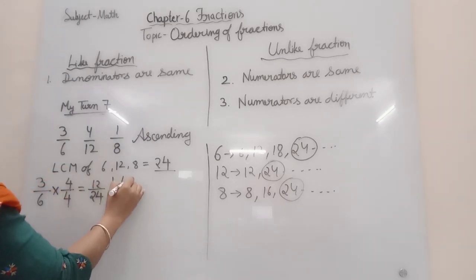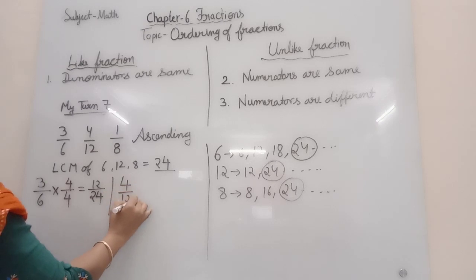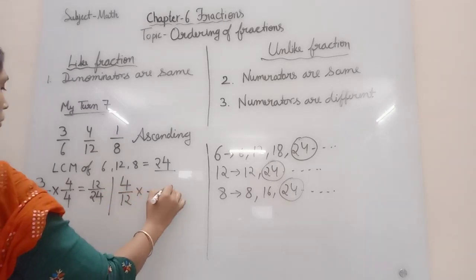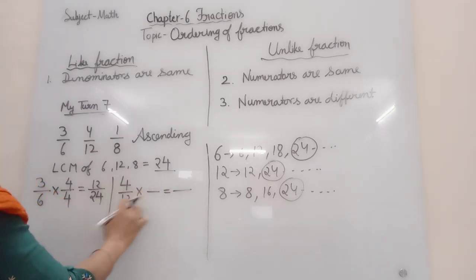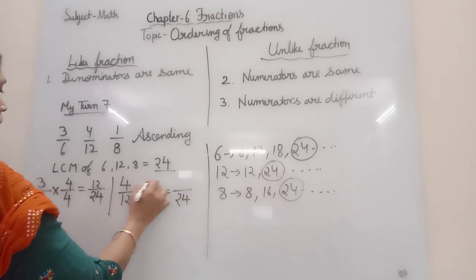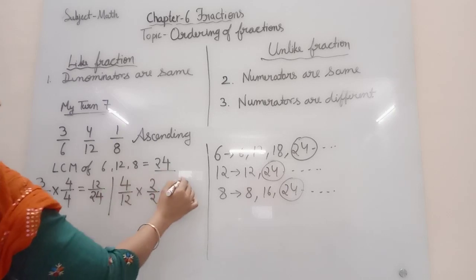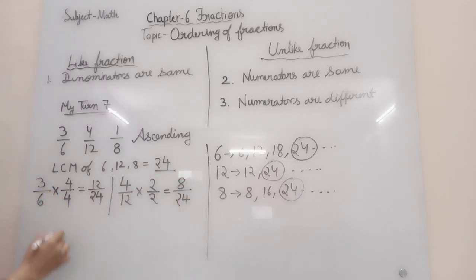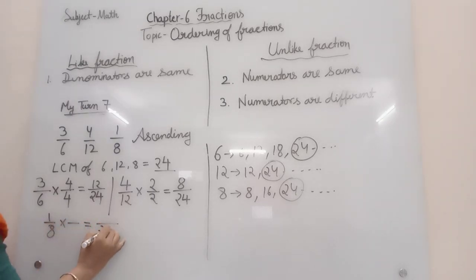Now let's take the next one, 4 by 12. By which number do I have to multiply so the denominator converts into 24? 12 2s are 24. Here also I have to multiply: 4 2s are 8. Now the third one is 1 by 8. By which number do I have to multiply so that it converts into 24? 8 3s are 24. Upside also.